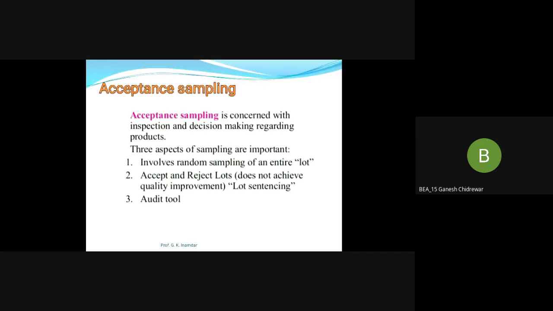Now the next point is acceptance sampling. We already discussed this point yesterday, but we will take one small revision. Acceptance sampling is concerned with inspection and decision making. We already discussed sampling, but acceptance is about which lot we have to accept or reject, and taking the decision on it.